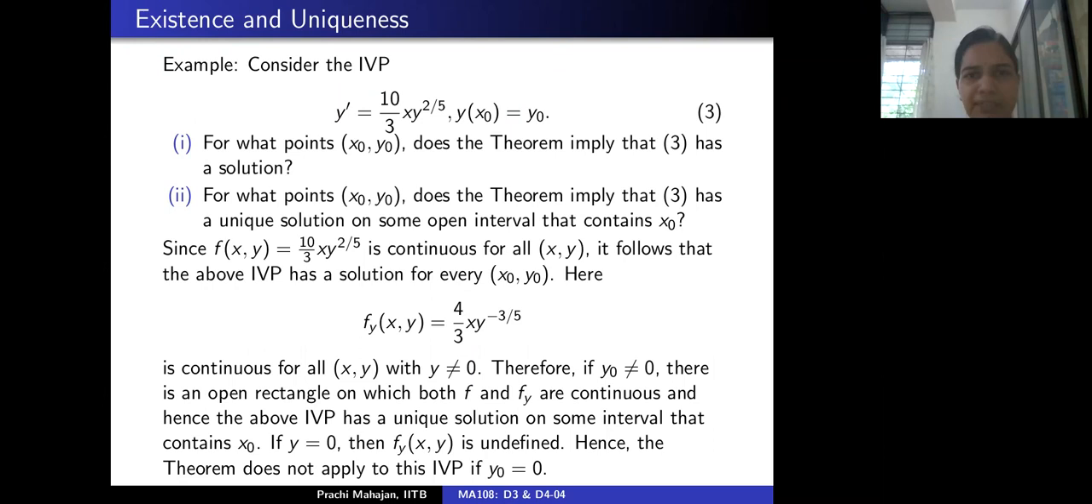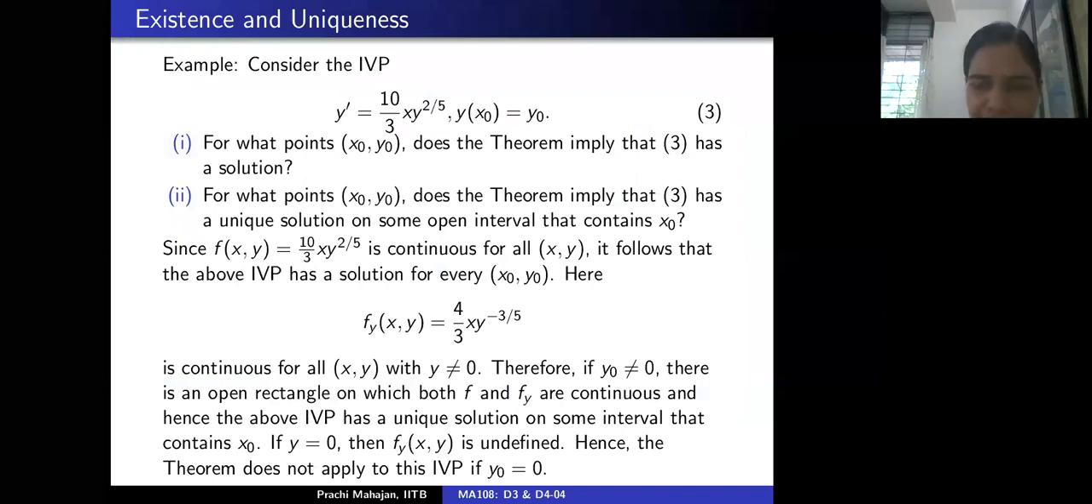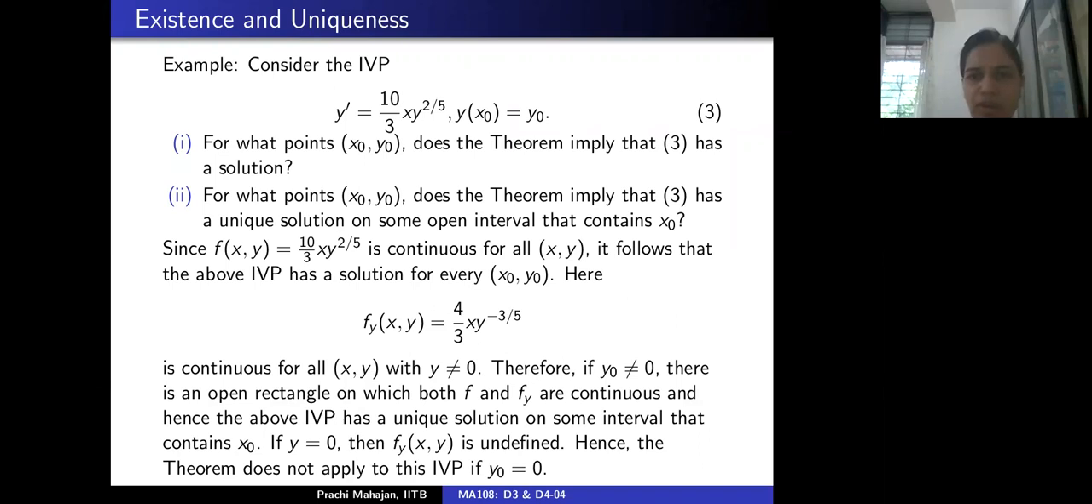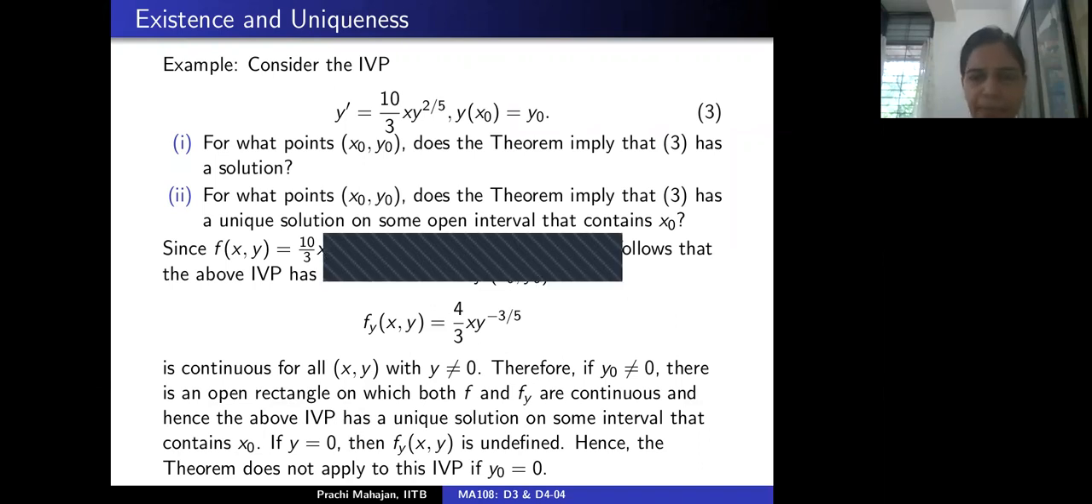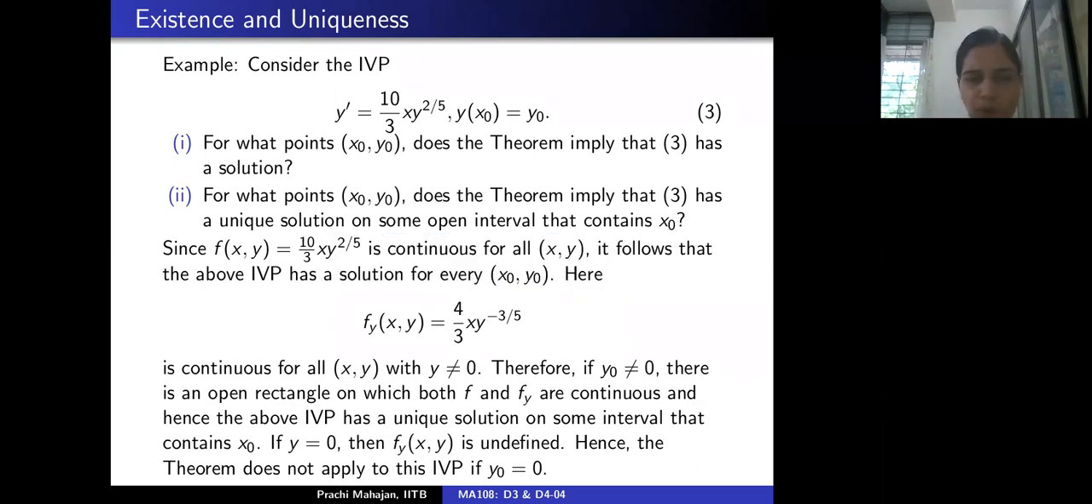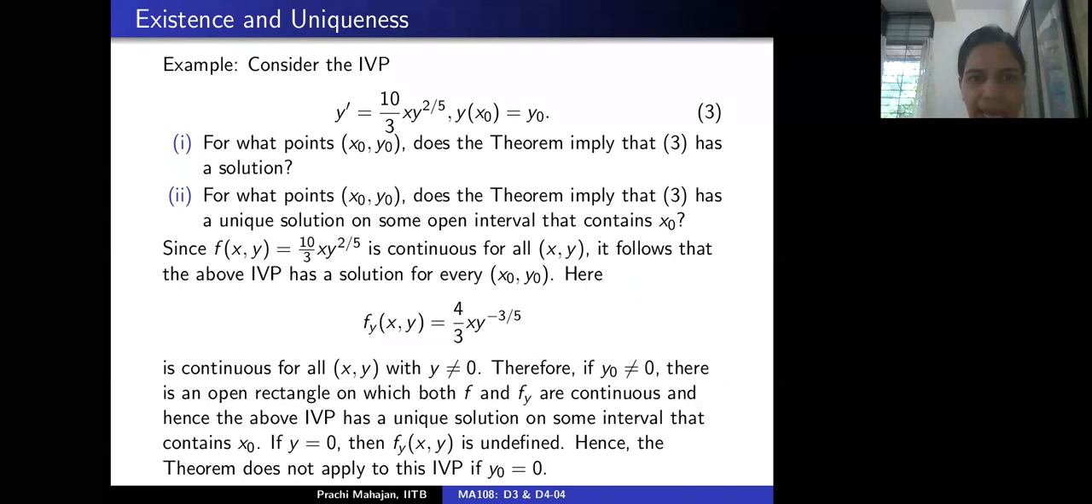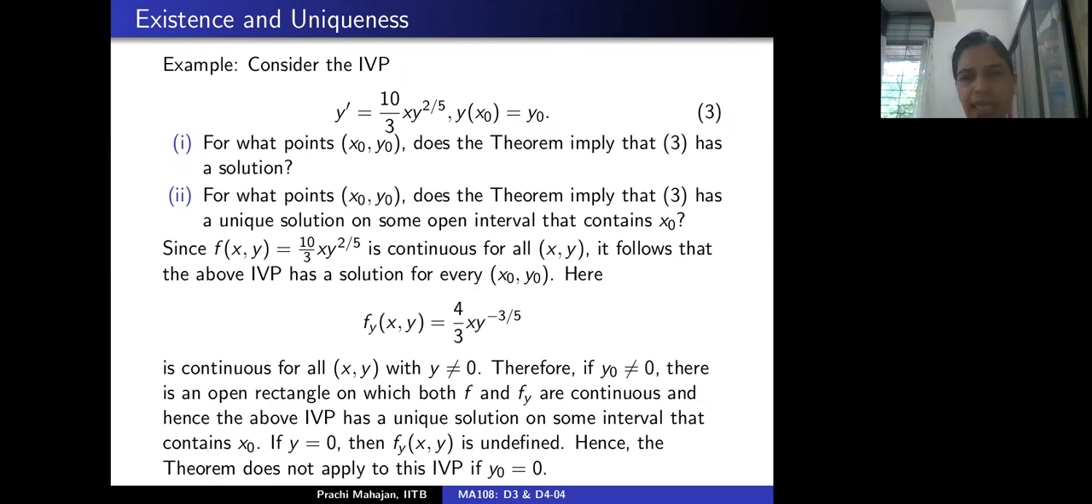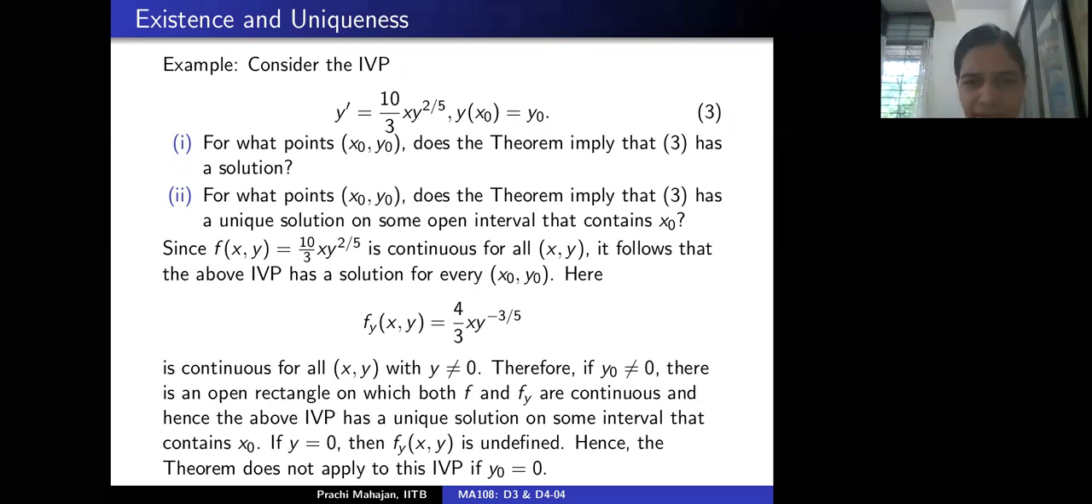So I have this initial value problem: dy by dx is 10 by 3 x y to the power 2 by 5 and y at x naught equals y naught, right? Now, in this example, the function f is continuous throughout R2, for all values of x and y. So it follows by the existence theorem that this initial value problem has a solution for every x naught, y naught, right? Now let's look at the partial derivative of the function f with respect to the y variable.